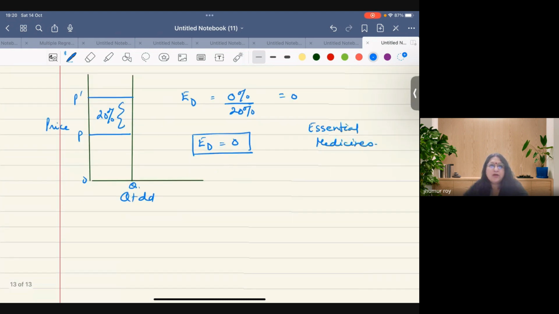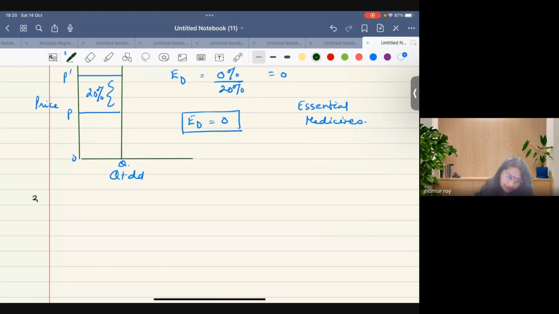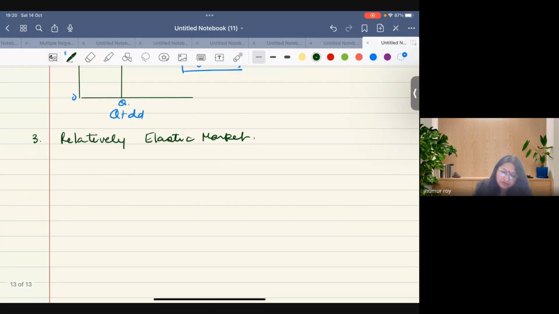Okay. Now, the third one that we talk about is called a relatively elastic market. So, when we talk about a relatively elastic market, we will say that you have a demand curve which is flat. Okay, what does this mean? Let me draw the diagram first, then I will explain.